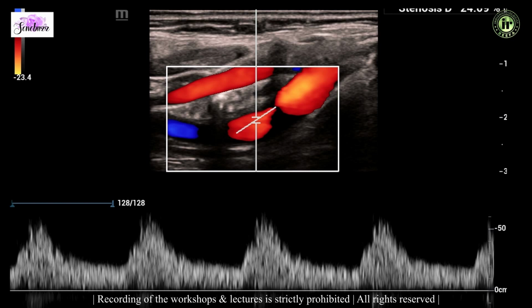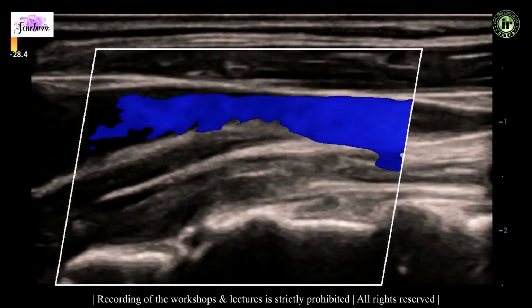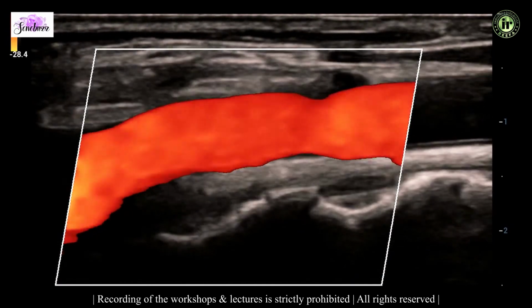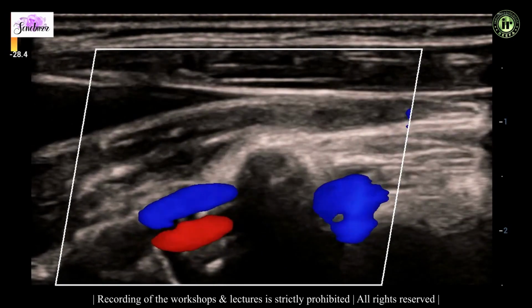And whenever you have stenosis, you have to ensure that your angle correction is right, so that you measure the velocities and then grade the stenosis according to the consensus report. It is graded into less than 50, 50 to 69, and 70 and above. So this is important, that your angle correction is extremely relevant in this case. Vertebral has a similar waveform as that of ICA and has to have the same flow direction as that of the common carotid artery.